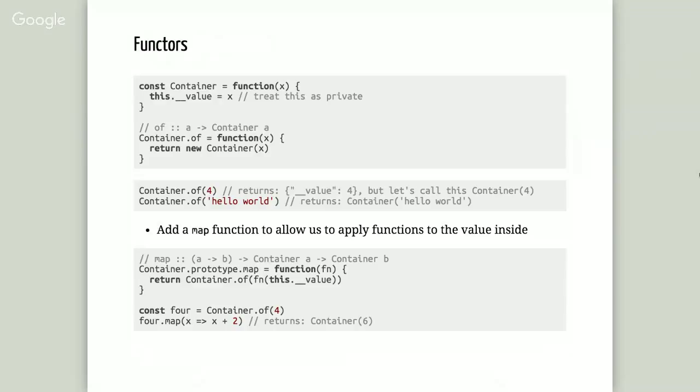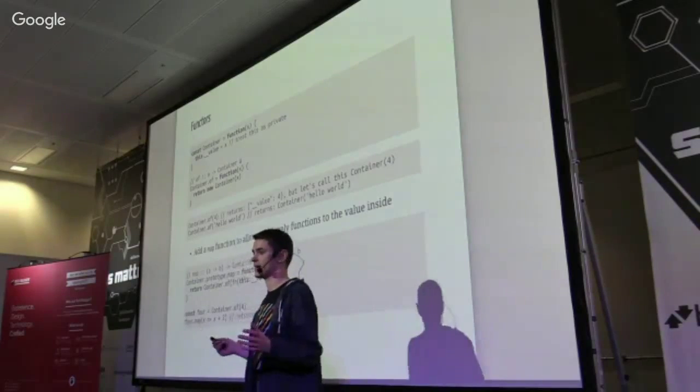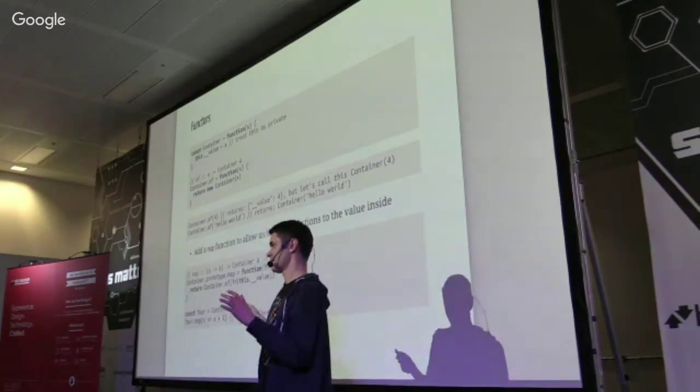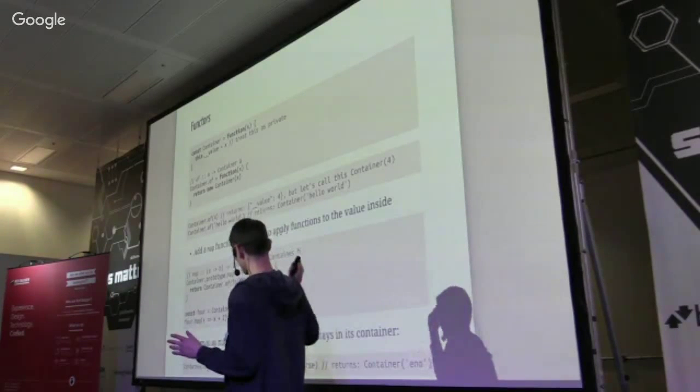So map is going to be an instance method of this class you'll find here, and it's just going to take a function, and it's going to return the result of calling that function with the container's value, but wrapped back in a container. So what we can see here is we define 4 in a container, and if we map an add function to add 2, we get back a container of 6. So here we can apply functions to our container without the value ever having to leave the container.